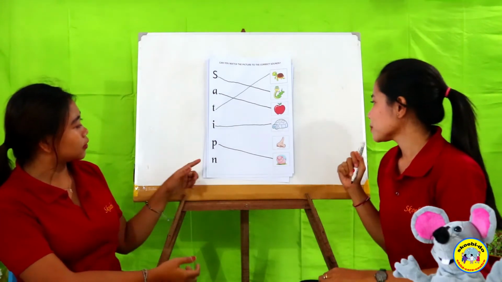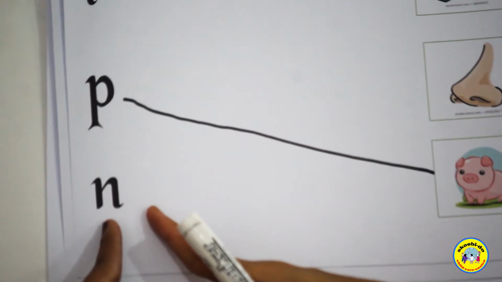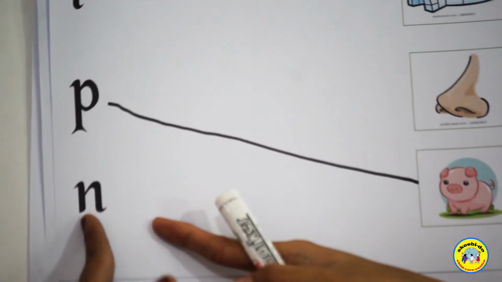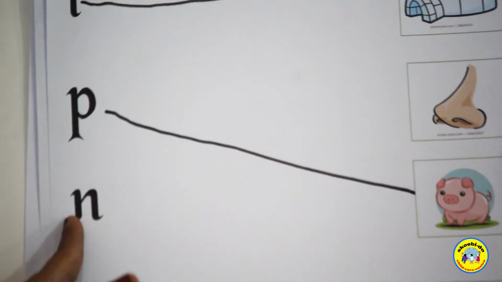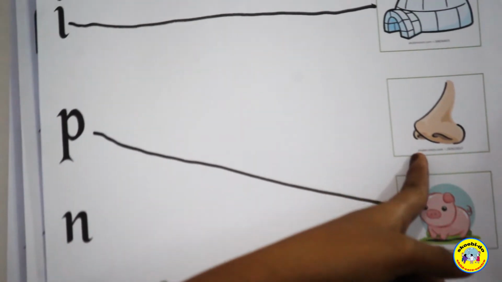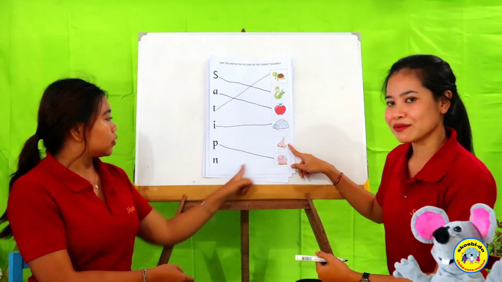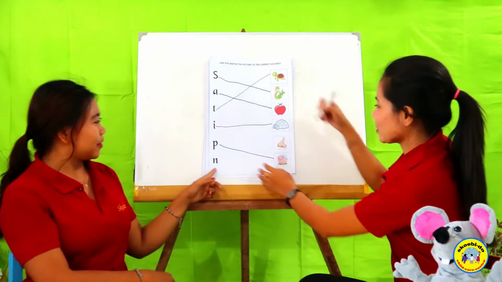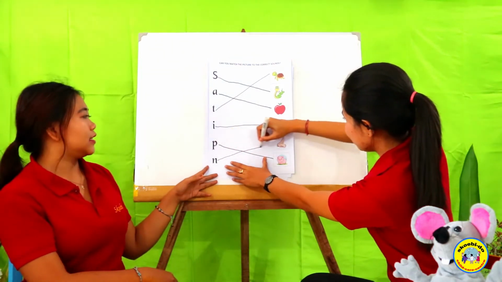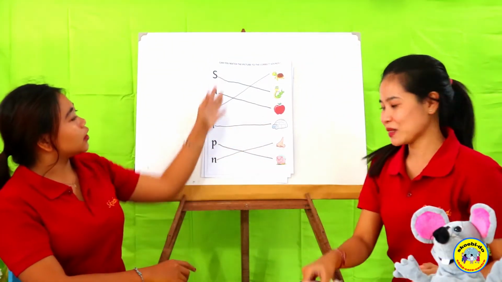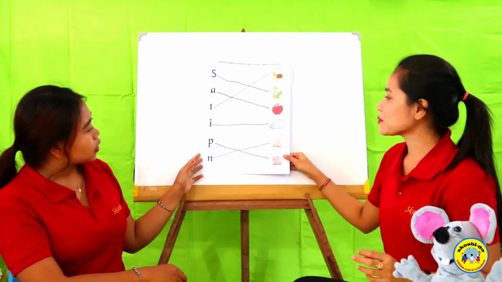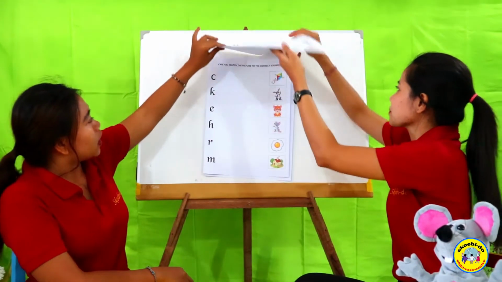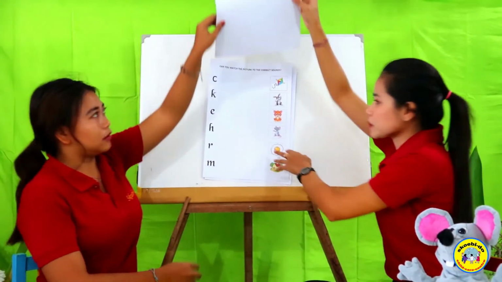Okay, the last one. What letter is this? Yes, this is letter N. It makes the N sound. So I think that there is no picture left. So N is for nose. Good job, kids. Yay! So this worksheet for Jolly Phonics Book 1 is done. Now let's move to the other worksheet. We can take it out here.